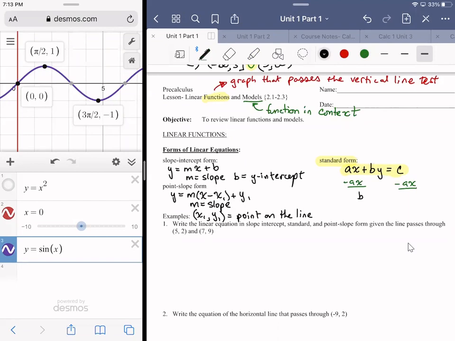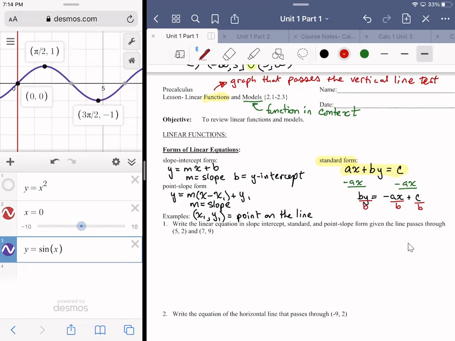That would give us by is equal to, I'm going to write it with the ax term first and then the c. So negative ax, that c is assumed positive because it had no signage in front of it. It has some assumed numerical value. So ax plus c, and then I would just divide everything by b. So each term gets divided by b.